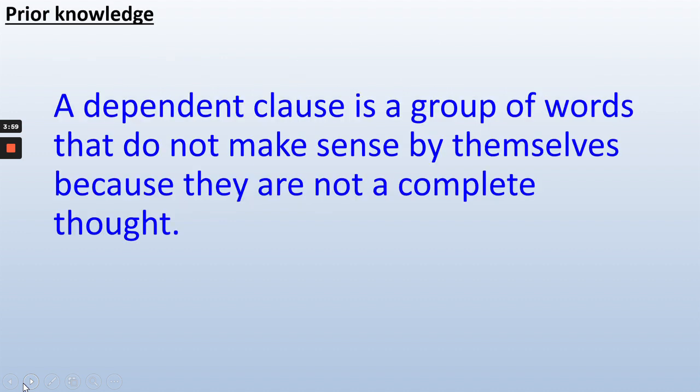Fantastic. Before we learn about subordinating conjunctions, there's one bit of knowledge we need to know first. A dependent clause is a group of words that do not make sense by themselves because they are not a complete thought. My turn. A dependent clause is a group of words that do not make sense by themselves because they are not a complete thought. Your turn.